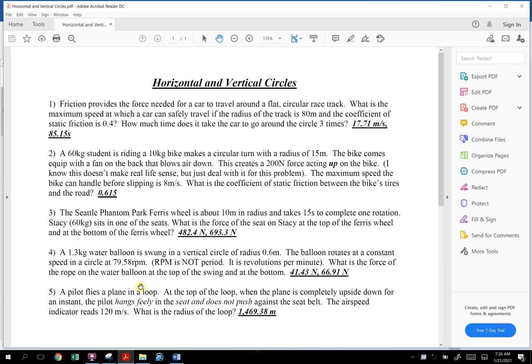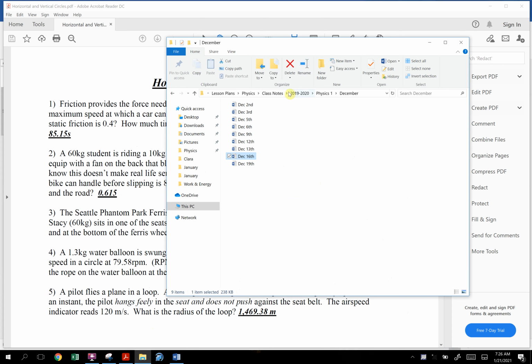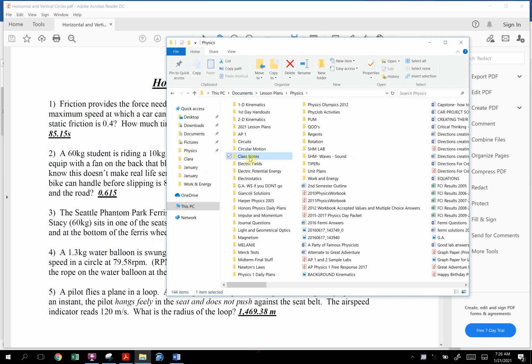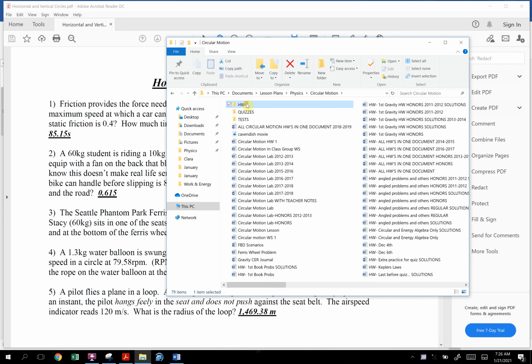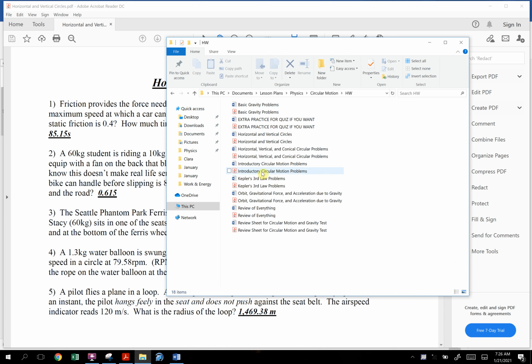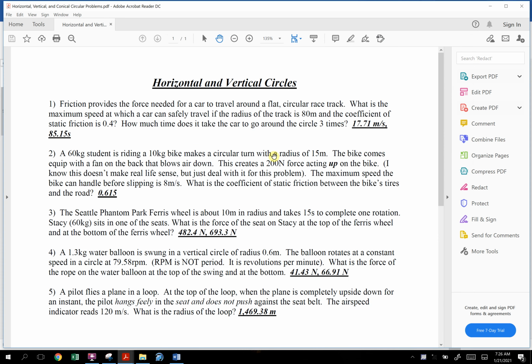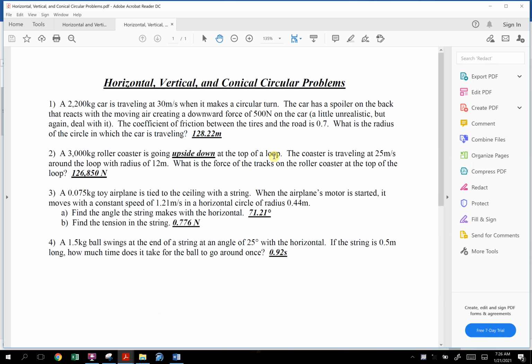The homework assignment, sorry to do this to you and take this long, is called what, people? Do you know what it's called? It's already on Classroom. You know what it's called. It is called Horizontal, Vertical, and Conical Pendulums. So this is a review of everything we've done.